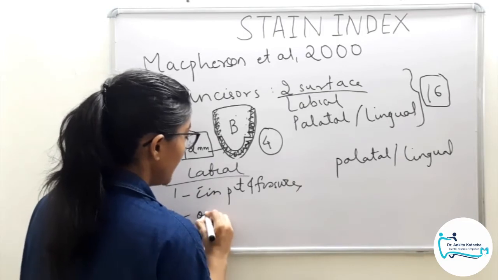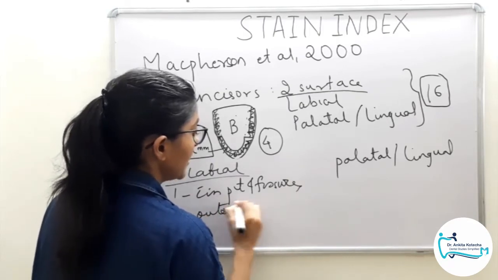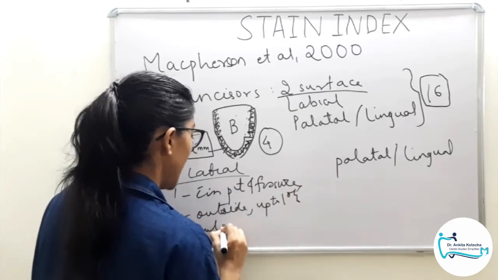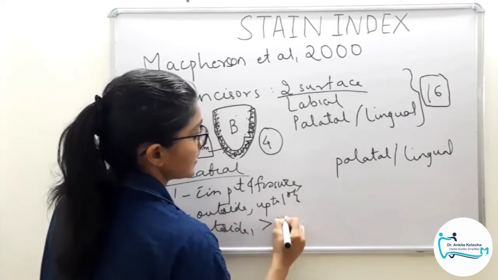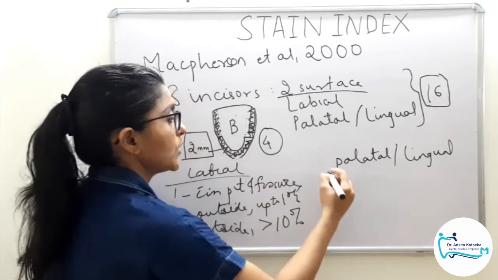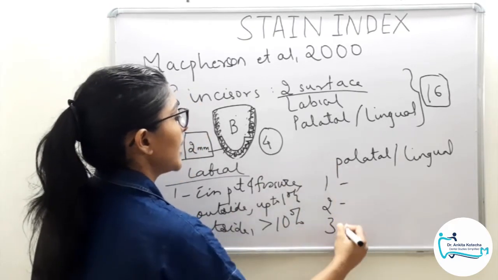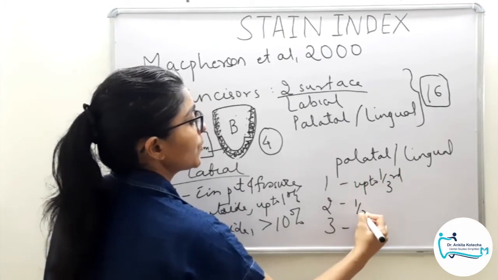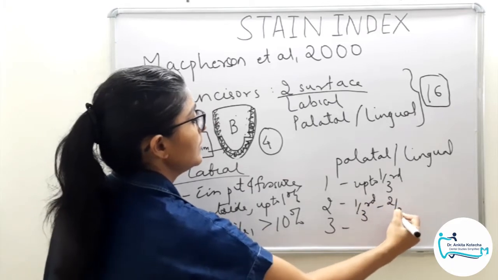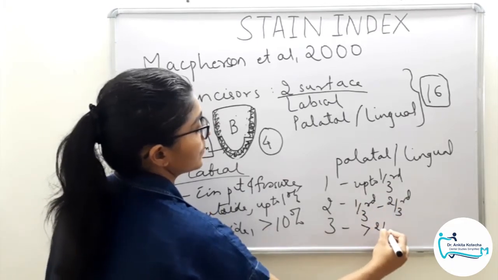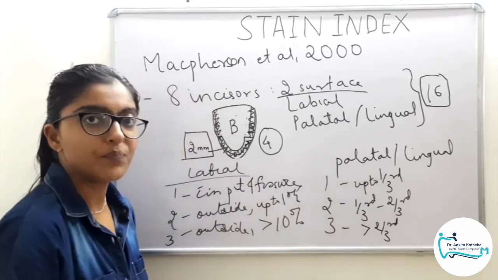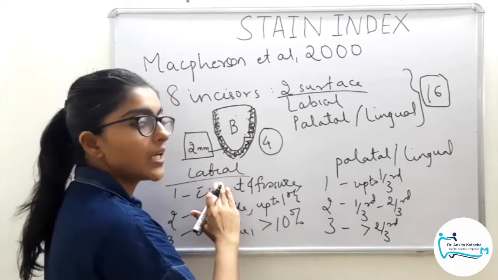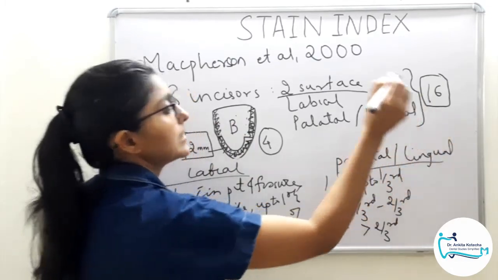2 is outside pit and fissures, up to 10% of area affected, and 3 is outside pit and fissures, more than 10% of area affected. For the palatal or lingual surfaces we have up to 1/3 of the region affected, between 1/3 to 2/3 region affected, and more than 2/3 of the region affected stands for score 3. So these are the scoring criteria for body region on the labial aspect and on the palatal or lingual aspect.